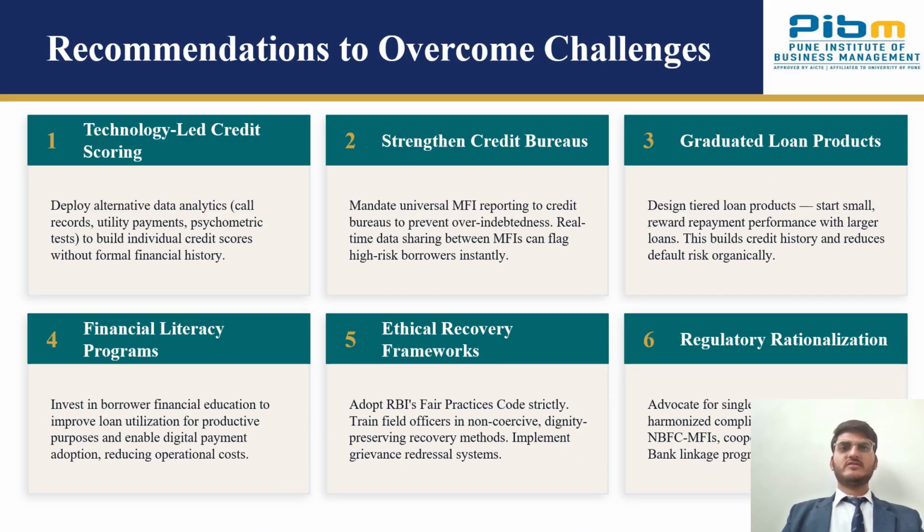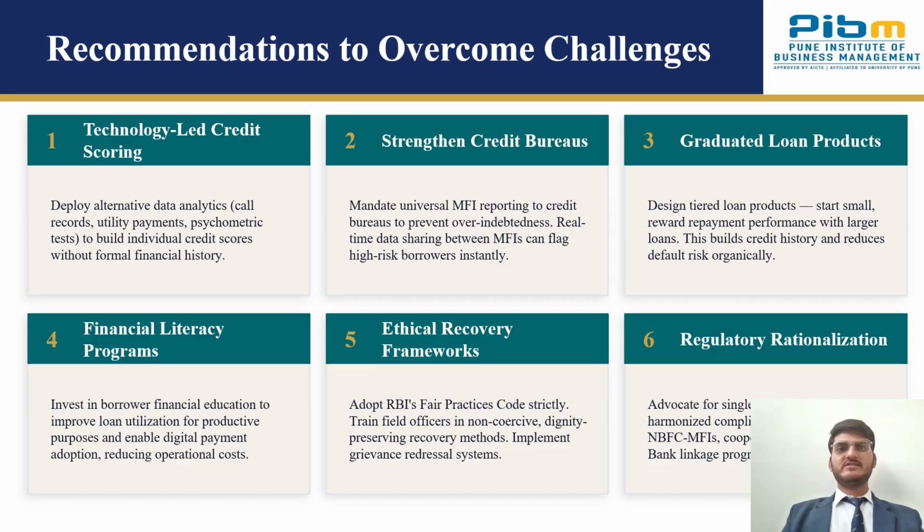So, what's the way forward? Six key recommendations. One, deploy technology-led credit scoring using alternative data. Two, mandate universal credit bureau reporting to prevent over-indebtedness. Three, design a graduated loan product that rewards repayment performance with larger loans over time.